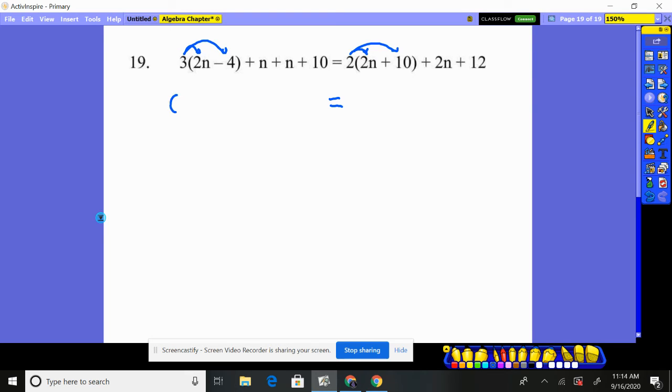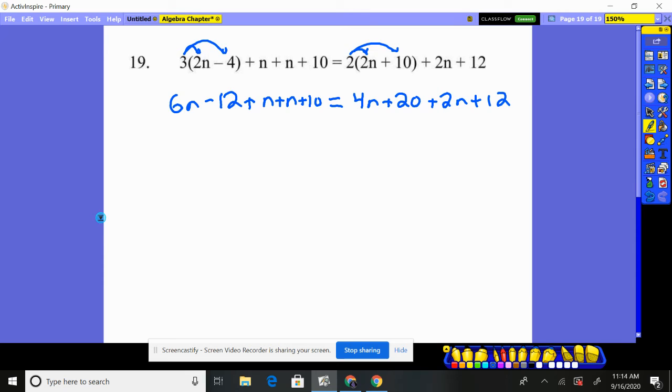3 times 2n, 6n. 3 times 4, minus 12. Plus an n, plus the number 10. Over here, 2 distributed through gives me 4n. 2 times 10 is 20, plus the 2n, plus the 12.